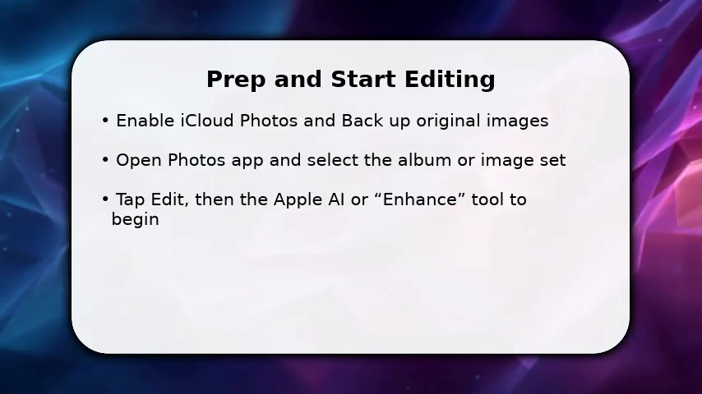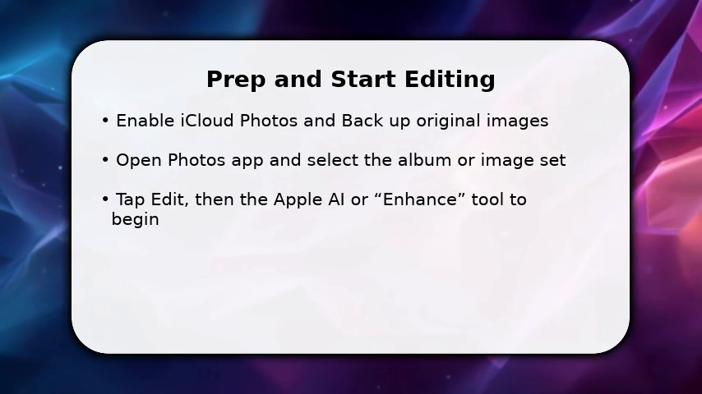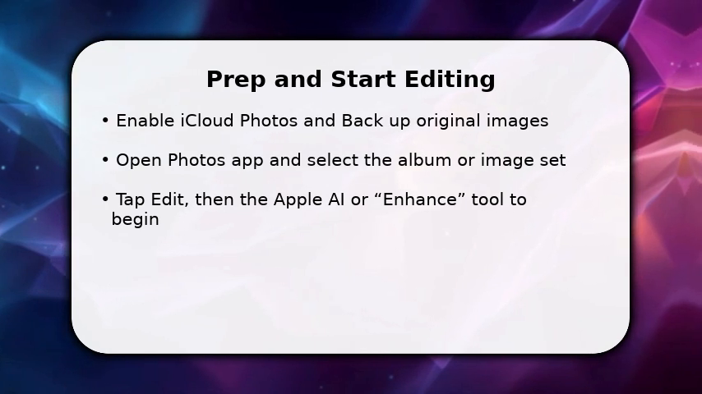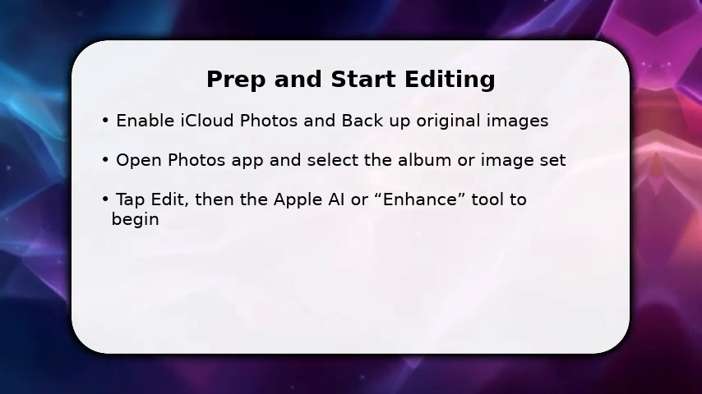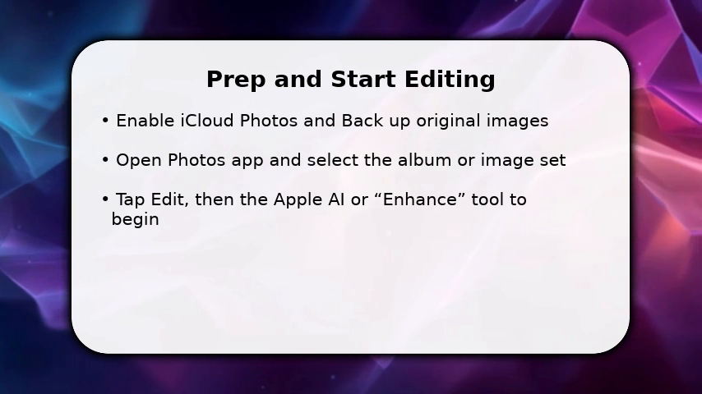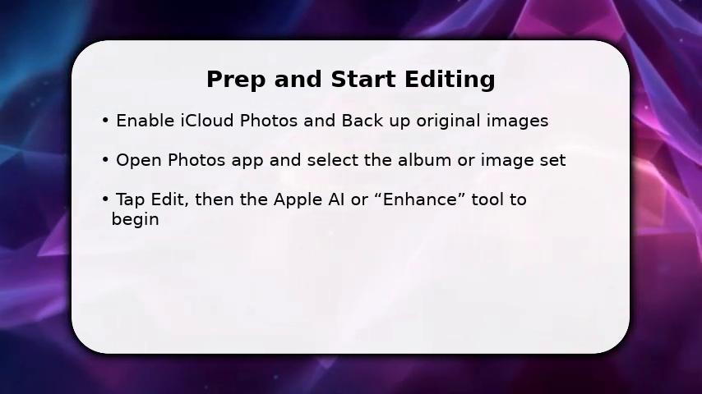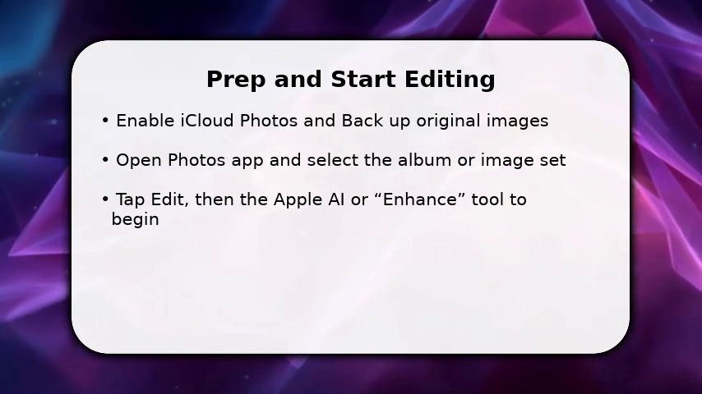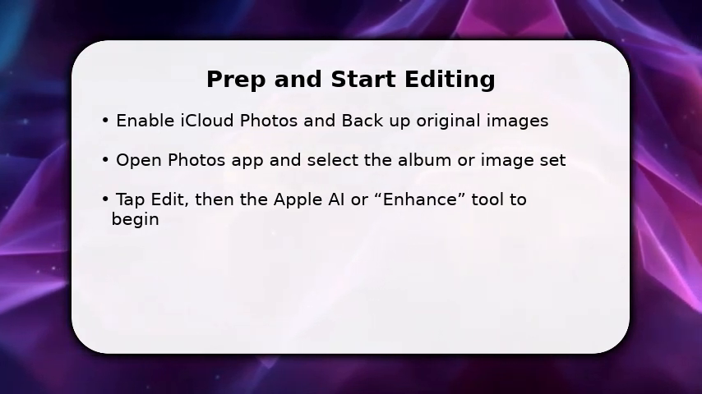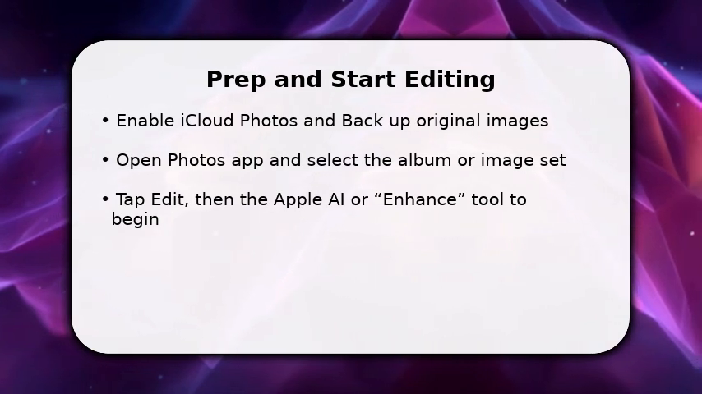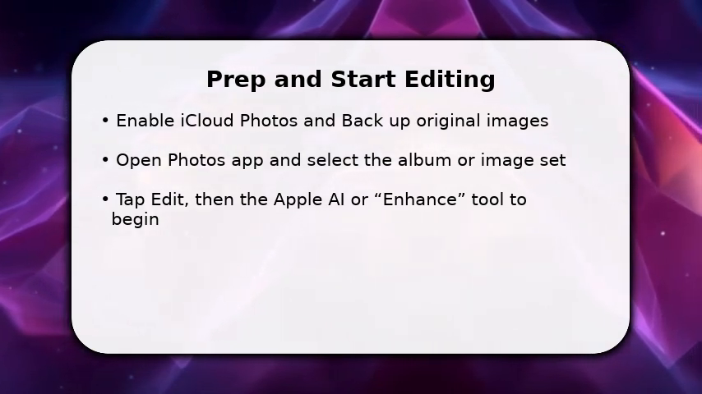You start by making sure iCloud Photos is on and originals are backed up. This protects edits. Once done, open Photos and pick the album or images you want to improve. Tap Edit, then choose Apple AI or the Enhance control to initialize automated analysis. This runs face, scene, and lighting detection. You'll see suggested edits immediately, except one to preview. Make sure to leave originals intact so you can revert if needed.